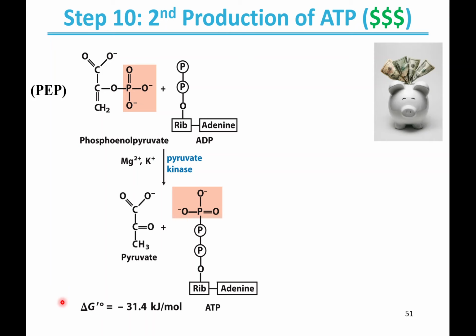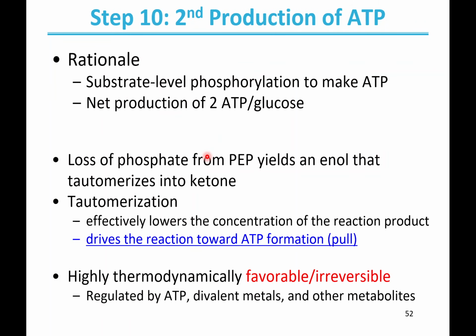The delta G of this reaction is very negative, so it strongly favors the forward reaction, the production of pyruvate and ATP. And this again is a group transfer reaction. The rationale behind this, again, is the second substrate level phosphorylation to make ATP.